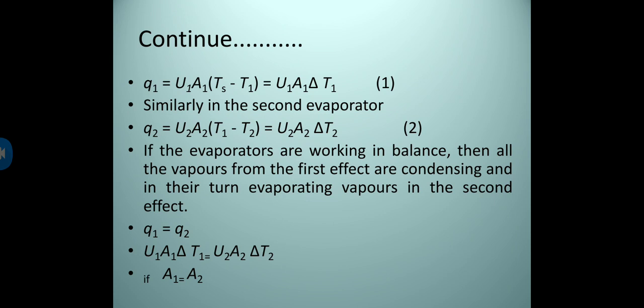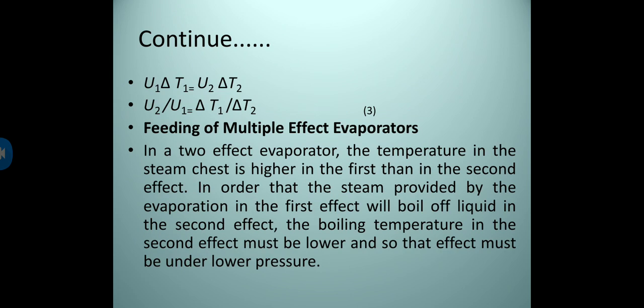This indicates the condition in the second evaporator. If the evaporators are working in balance, then all the vapors from the first effect are condensing and in their turn evaporating vapor in the second effect. Also assuming that heat losses can be neglected, there is no appreciable boiling point elevation of the more concentrated solution, and the feed is supplied at its boiling point, Q1 is equal to Q2. So when we put the values of Q1 and Q2, we obtain U1 A1 delta T1 equal to U2 A2 delta T2. If A1 and A2 are equal, then U1 delta T1 equals U2 delta T2.